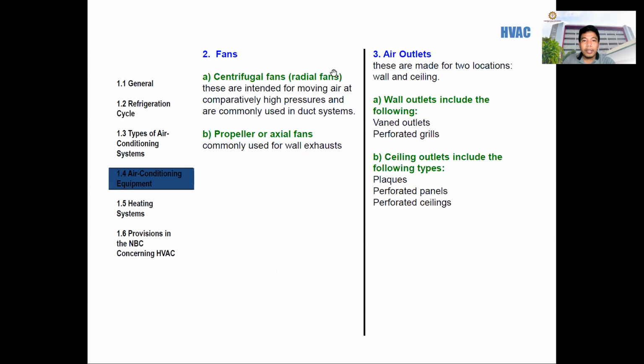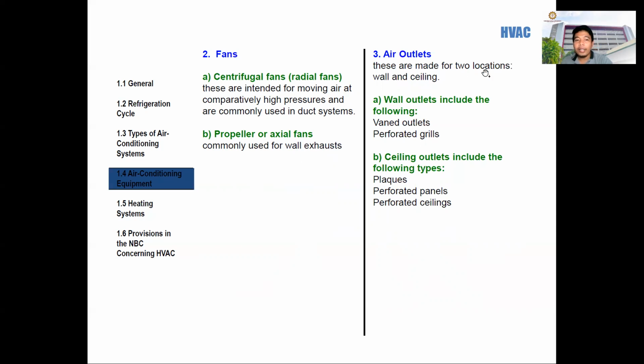Next, we have fans. There are two types of fans, the centrifugal fans or the radial fans. These are intended for moving air, are comparatively high pressure, and are commonly used in duct systems. We also have propeller or axial fans, commonly used for wall exhaust. This is for the exhaust fan.